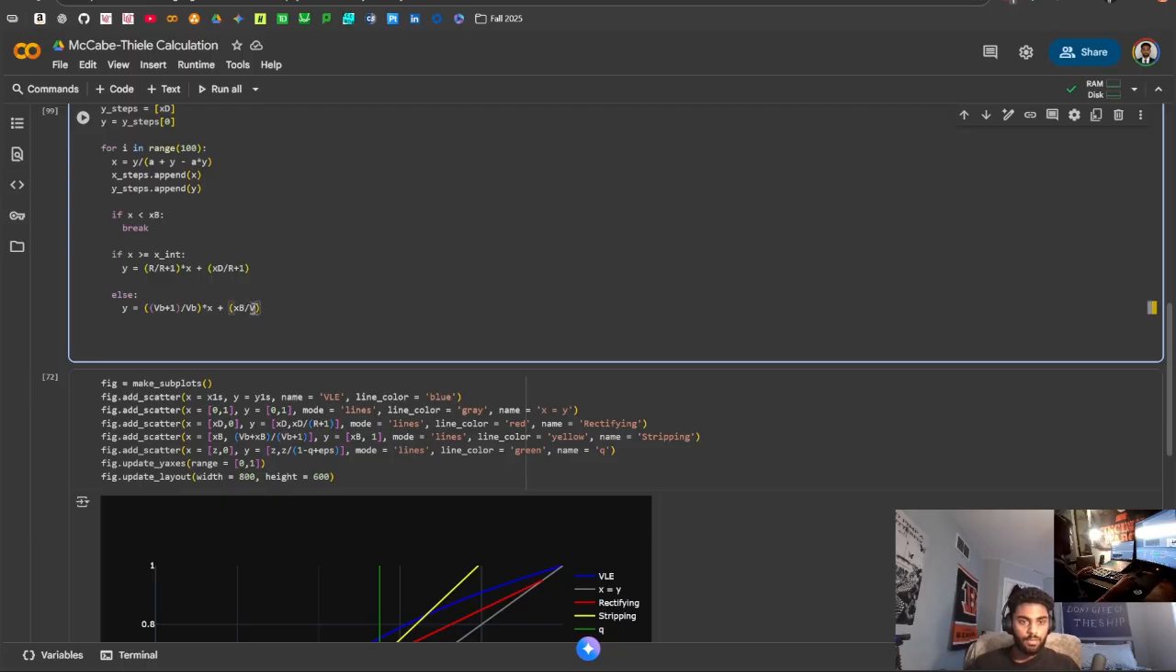Let's just check that if x equals xb, x equals xb, this there. No, so this should be minus here. So that fits. All right. And I think that's probably it.